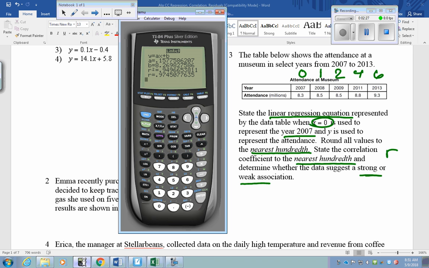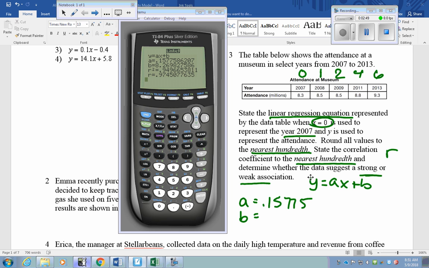Now, I can get the first couple parts for this from the equation. So, best way to do it is to write down the equation. And you can also write down what the a and b values are. So I'm going to write down the first 5 digits for each, just for right now, and then we'll round it.